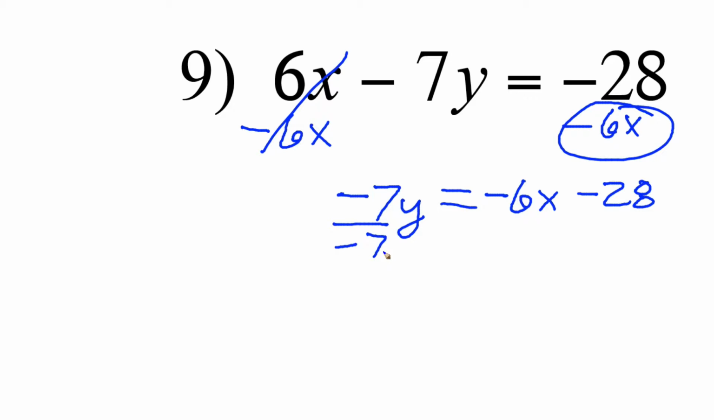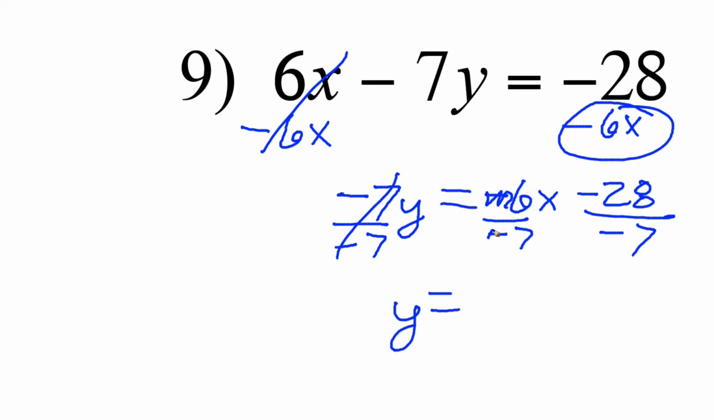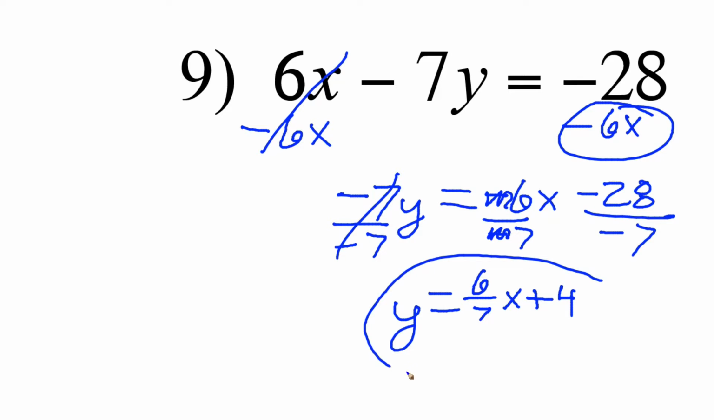Divide by negative 7, and we have y equals, and the negatives will cancel out because there's one on top and on bottom, 6 over 7x, and again, negative 28 divided by negative 7. This one we actually can simplify, and it becomes a positive 4. Do it on your calculator if you have any doubts. Okay, so that's solved for y.